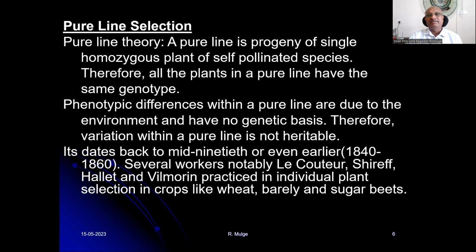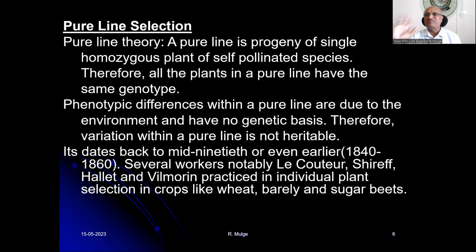The plants in a pure line have the same genotype. There is no change from one plant to another. All have one genotype. So if you look externally at those progenies, phenotypic differences within a pure line are due to the environment and have no genetic basis. The genetic difference is not there. It's only because of the environment that the plants differ from one another phenotypically. Therefore, variation within a pure line is not heritable. It is because of the environment, with no heritability for that variation. So within a pure line, you cannot apply selection. Right? A pure line means all the plants are alike. All the plants are homozygous.